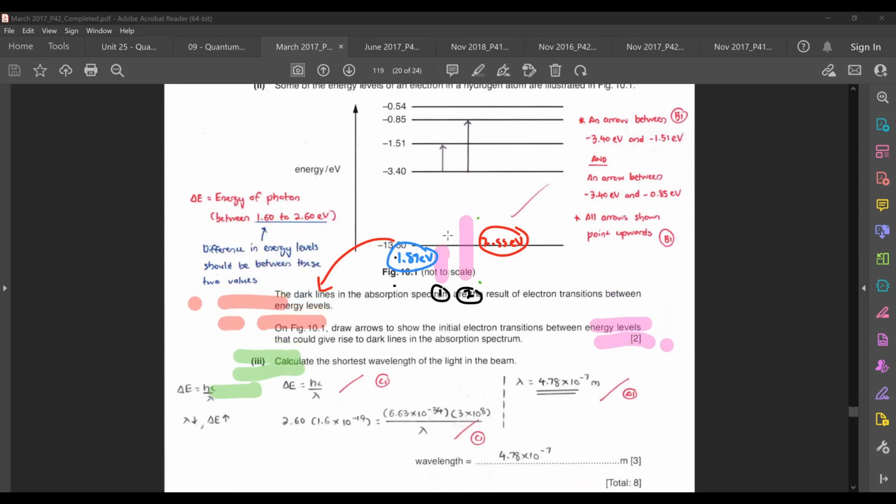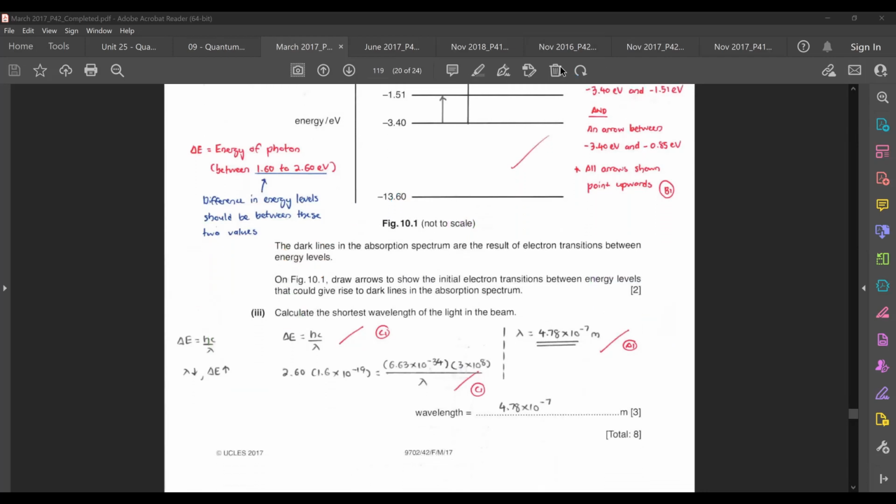If you're okay with that, move on to part 3, which is the last part of your question. Calculate the shortest wavelength of the light in the beam. What is the shortest wavelength of light in the beam? What you remember is that the beam of light had a range of energy between 1.6 to 2.6 eV.